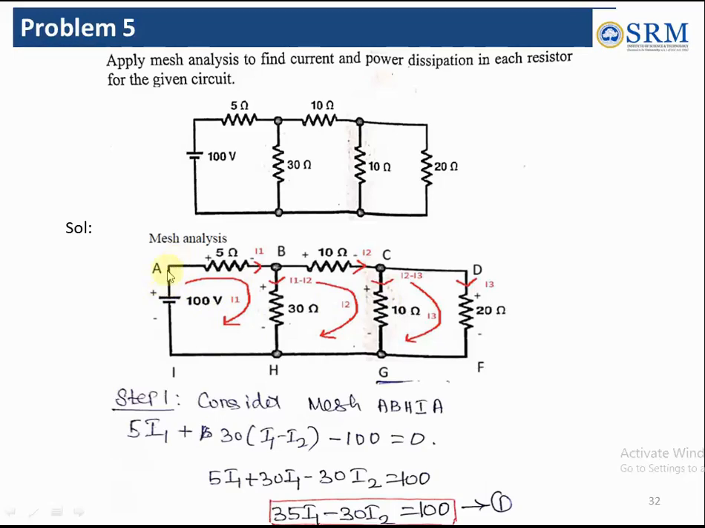First, write the meshes with letters A, B, C, D. Neglect the E, F, G, H, I. Now we assume I1 in the first mesh, I2, I3 in the clockwise direction. So considering the first mesh A, B, H, I, A, we can see 5 ohm R1, applying KVL: 5I1 plus 30 into (I1 minus I2) minus 100, because it is entering the negative terminal, equal to 0. Simplify to get the first equation.